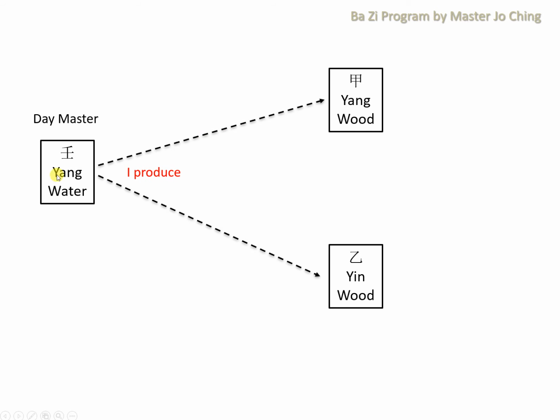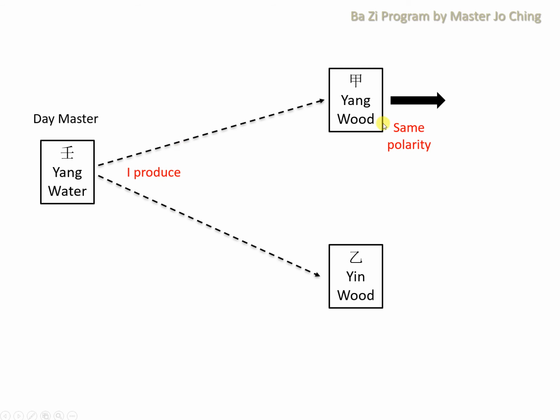Okay, so look at this. Yang water, I produce the wood, because water produces wood. That's why it is important that you understand the five element producing, countering, weakening cycle. Because in this case, Yang water produces wood, so this is what I produce. So you have Jia and Yi, one Yang, one Yin. So you see, this is Yang, this is Yang. So in this instance, we are looking at the output star.